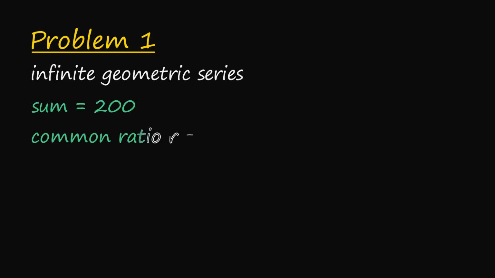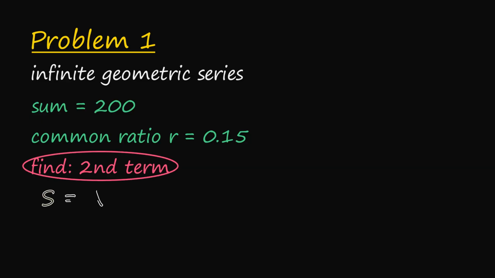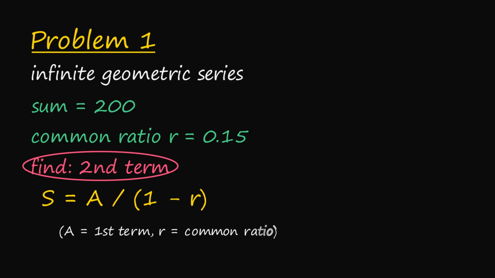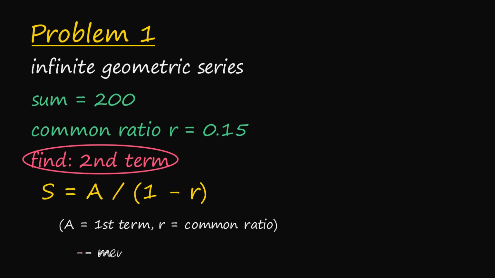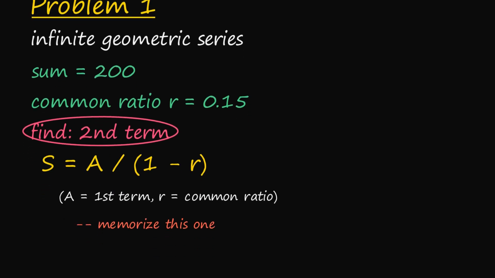You've got an infinite geometric series. The sum of the series is 200. The common ratio is 0.15. What's the second term of the series? First thing, there's a formula for the sum of an infinite geometric series, and it's sum equals a over 1 minus r. A is the first term, r is the common ratio. That's just a formula you have to have memorized walking in. There's no deriving it on the spot.